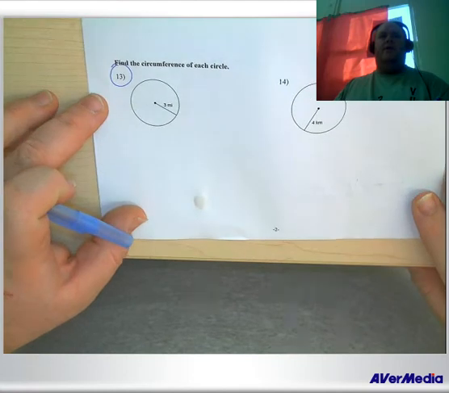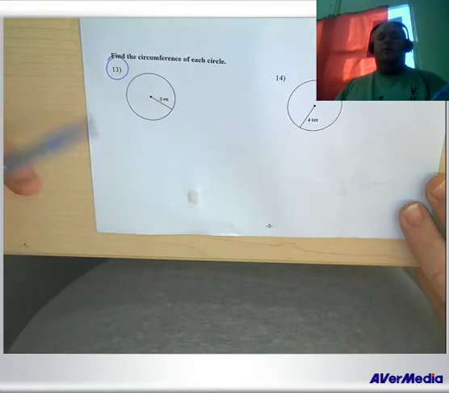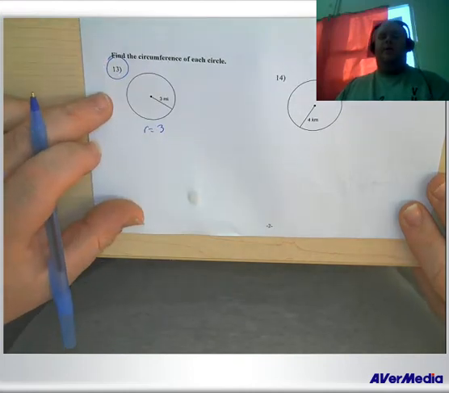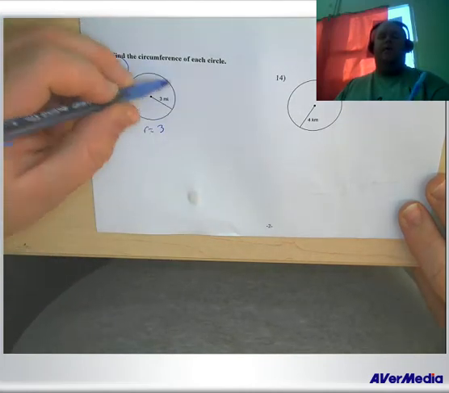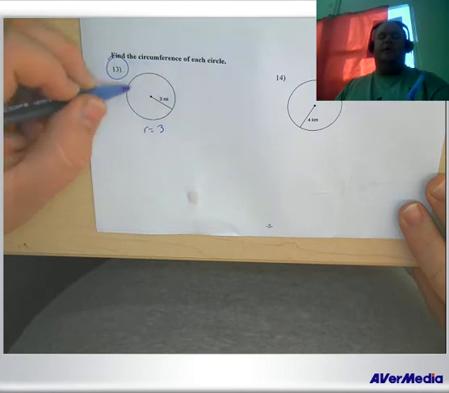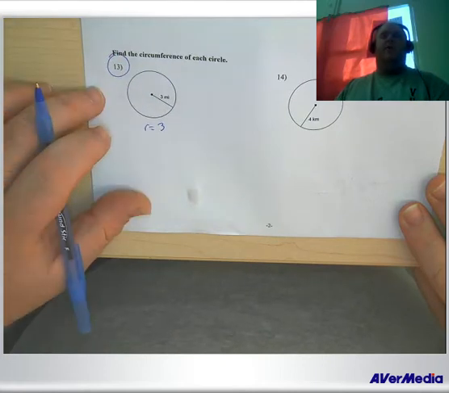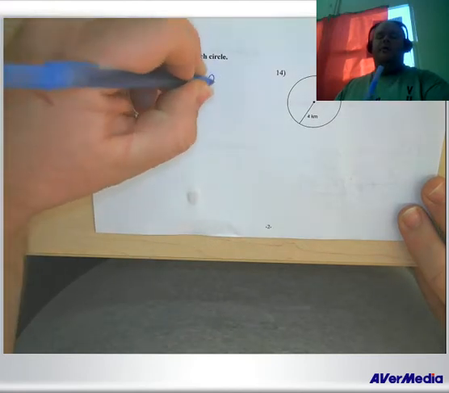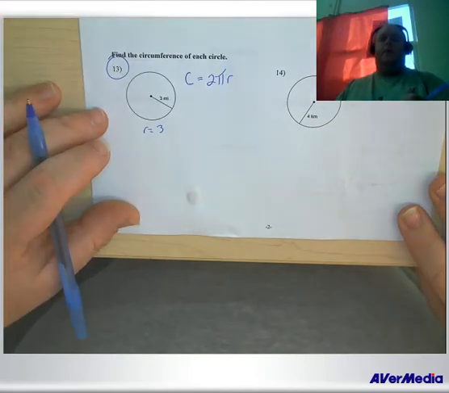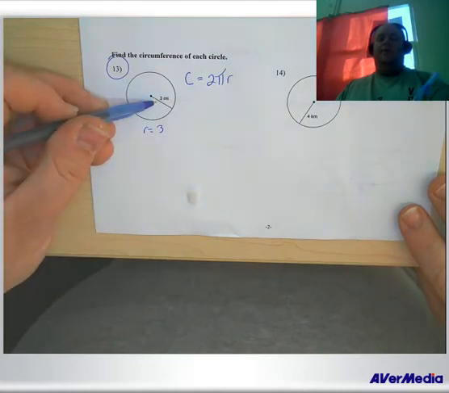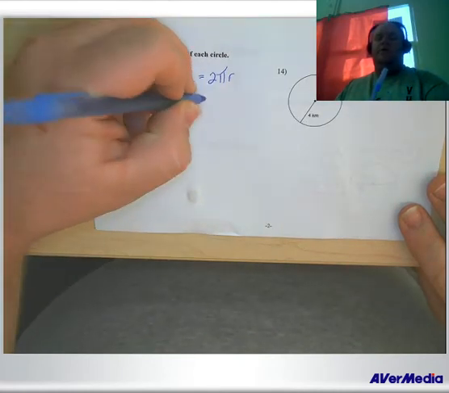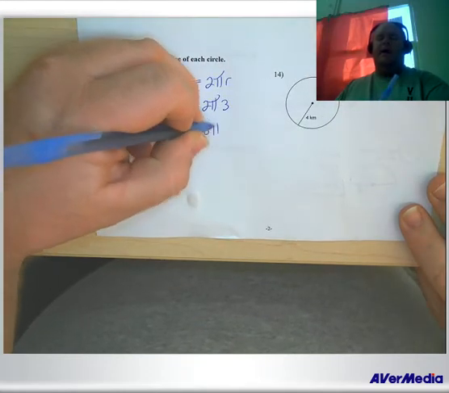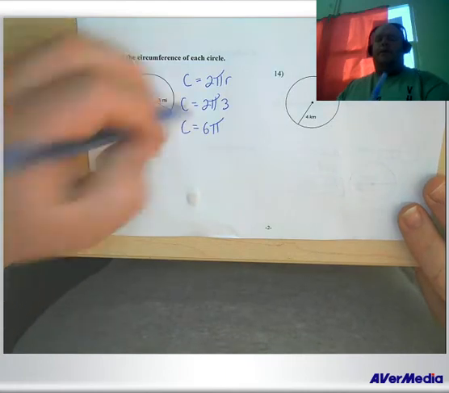Okay, number 13 says find the circumference of each circle. So we know the radius is 3, and what we need to be able to do is find the circumference. The circumference is the distance around the circle. Like if I was to run around the circle, how far would I have gone if the radius is 3 miles? Well, we need to know the formula for circumference. So circumference equals 2 pi r. They told us the radius is 3, so we just substituted in. Circumference equals 2 pi times 3, so therefore the circumference equals 6 pi. All right, that would be our final answer.